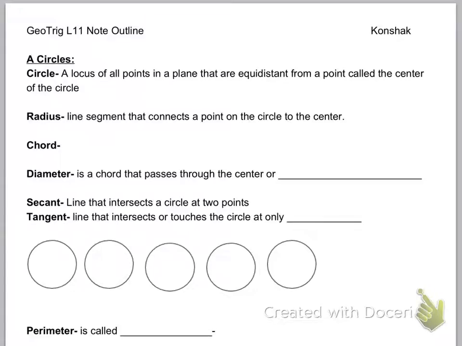Geotrig, guys, this is lesson 11, day 1. What we're going to talk about today is circles. So, a lot of different things about circles, guys.